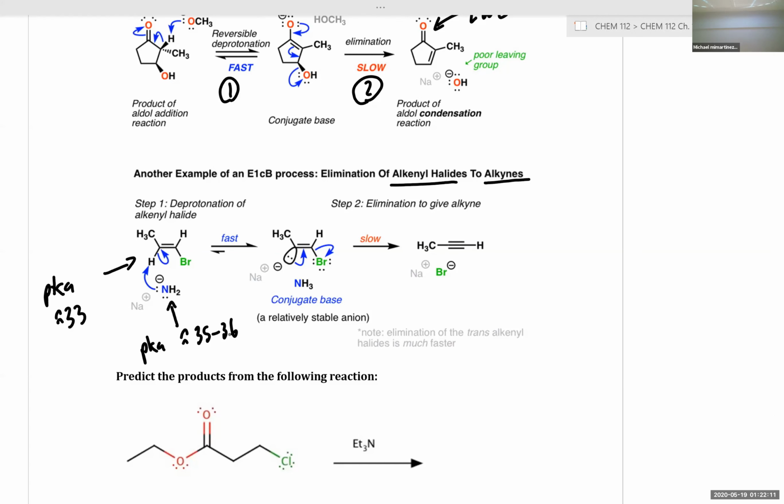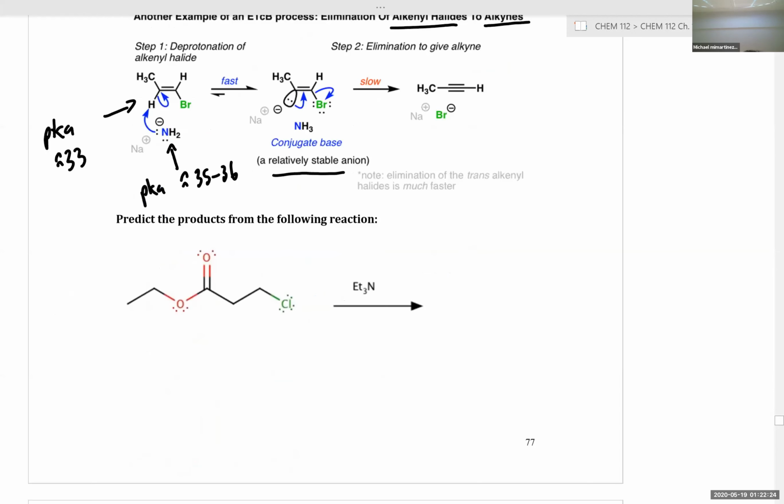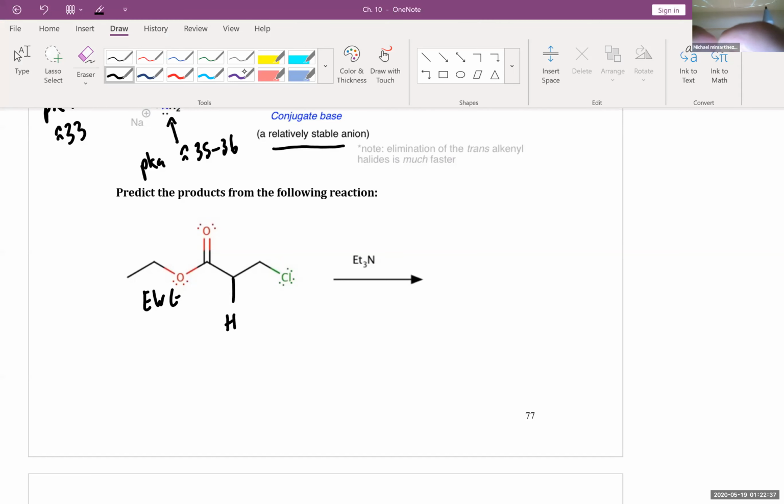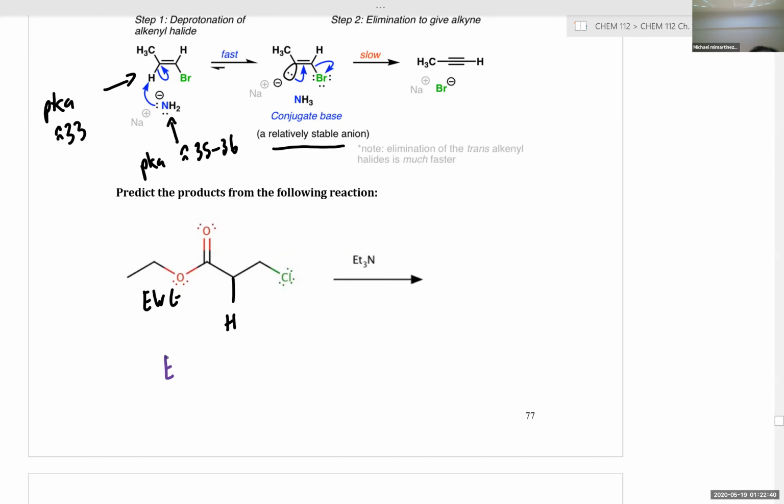So first we have deprotonation to generate a relatively stable anion, because remember, sp2 anions are relatively stabilized by orbital effects. And then you generate your alkyne after elimination. So let's just do a quick little prediction. If we are asked to predict the product from the following reaction, first things first, I see immediately I have an electron withdrawing group. So this tells me we have a clear signpost for an E1CB reaction.